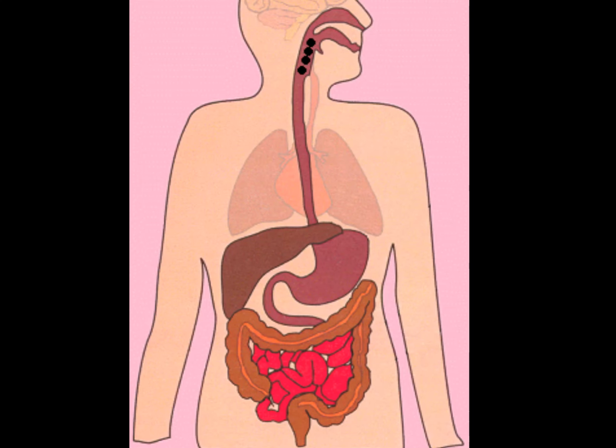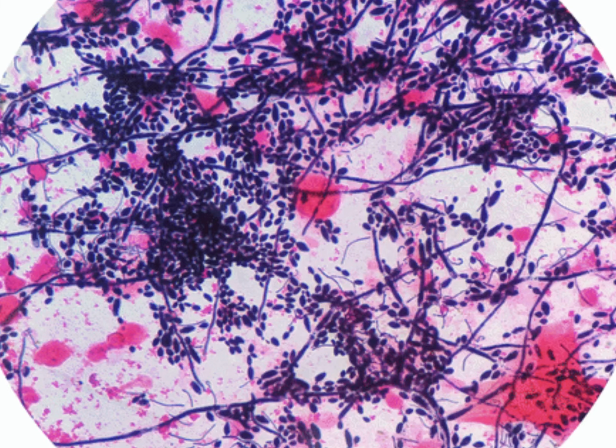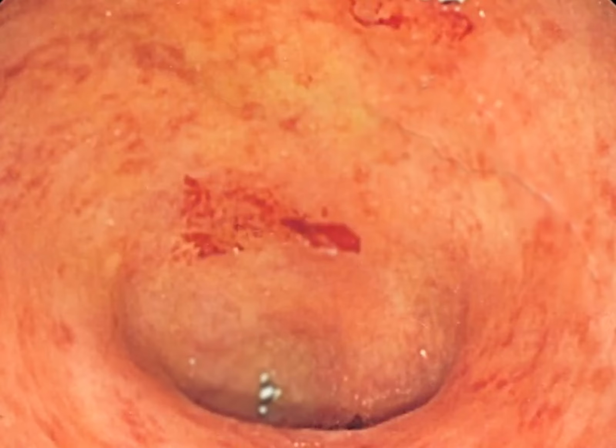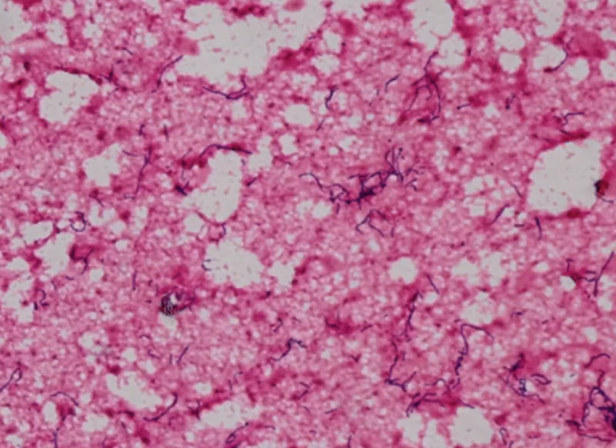Once ingested, the bacteria survive the gastric environment of the stomach, multiply in the small intestine, and move to the large intestine. There, they attach and penetrate the epithelial layer of the intestinal mucosa. They multiply intracellularly and spread, resulting in tissue destruction, ulceration of the colonic mucosa, and subsequent leakage of the blood and mucus into the intestinal lumen.